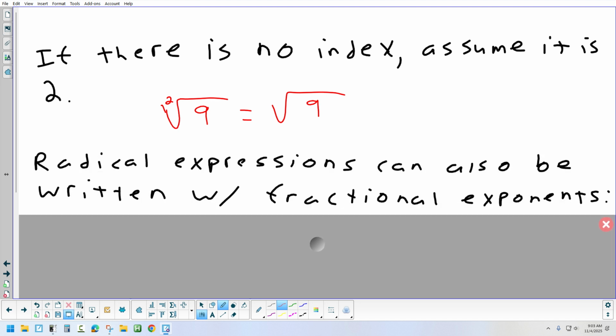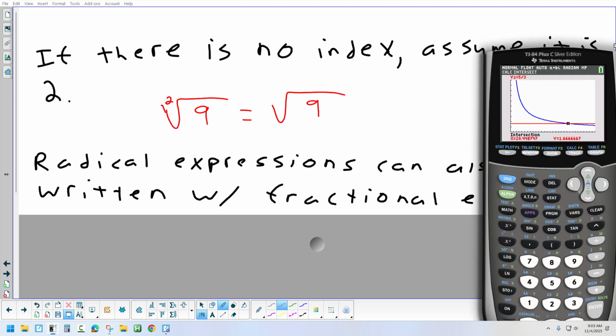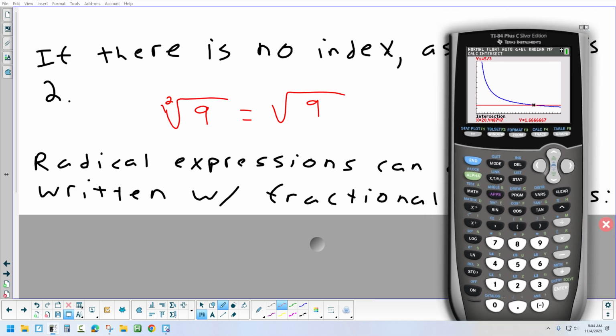Now, when you're doing a radical, there is another way you can write it if you don't want to use the radical symbol. So if I take the square root of 16, what will I get when I hit enter? 4. I could also take 16 and raise it to a certain power and also get 4. Does anybody know what power I could raise 16 to, and I would get 4 as the answer?